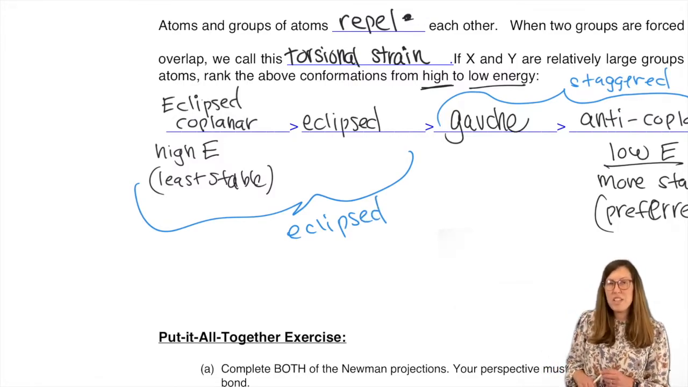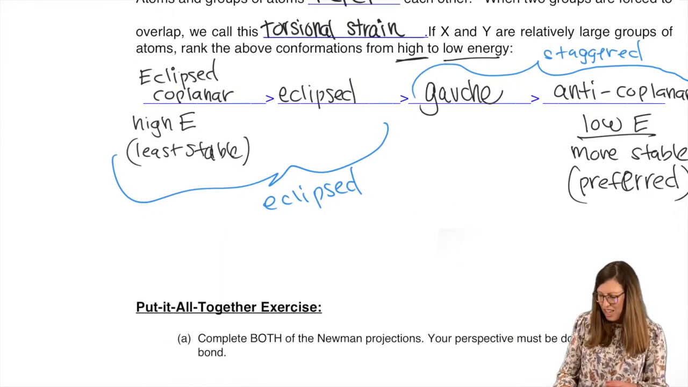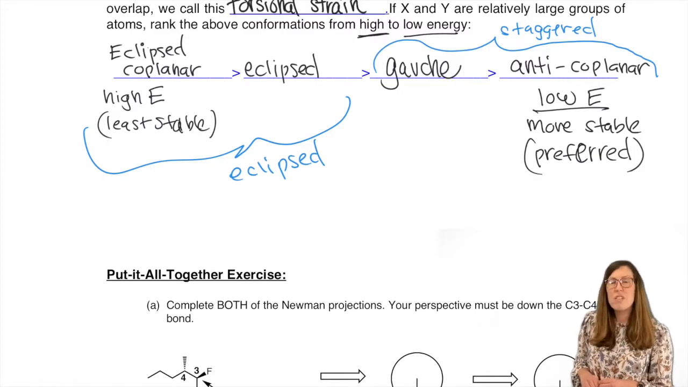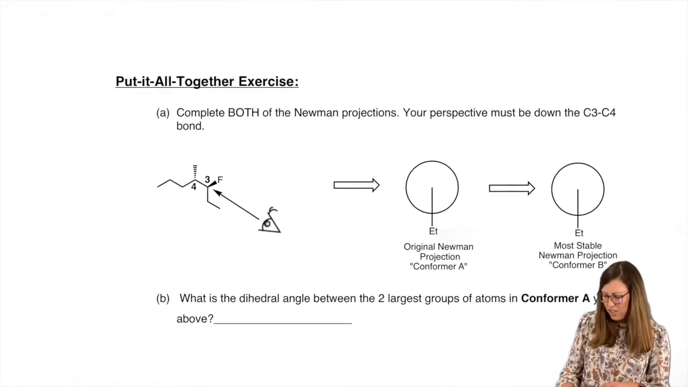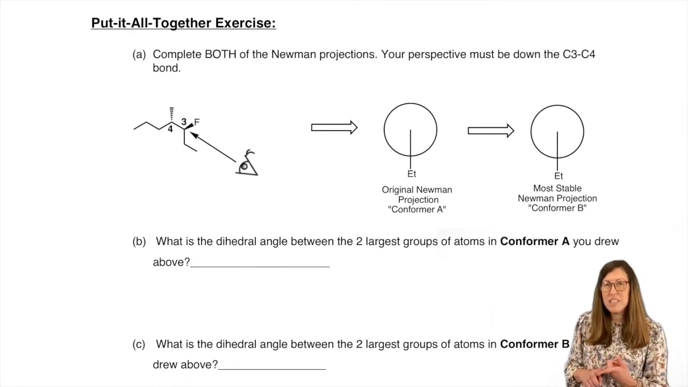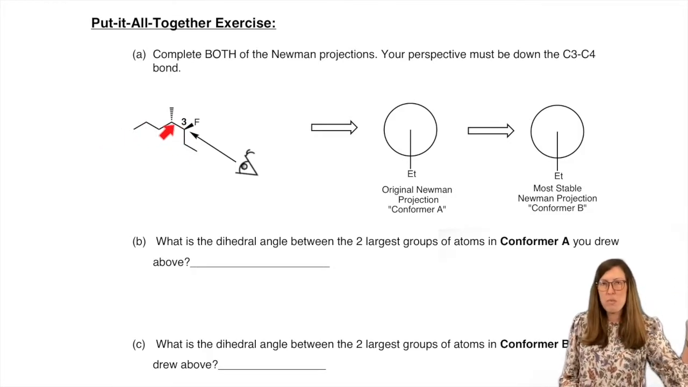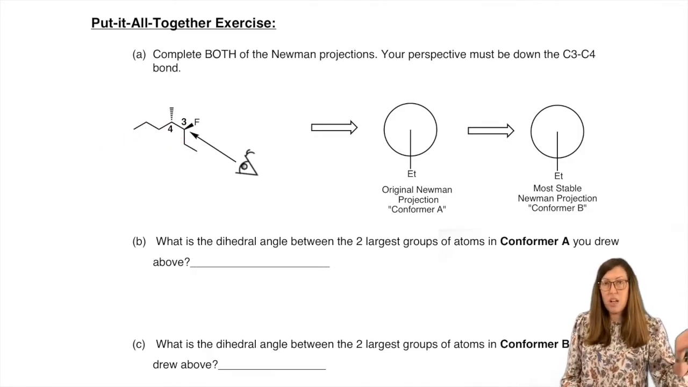Okay, we're going to put this all together. I put an old exam question right here, and I'm going to have you give this a try, and you can check your answers. So you're going to complete it. Notice that in this problem, you were told what perspective. We're going to get big molecules and lots of carbons to choose from.